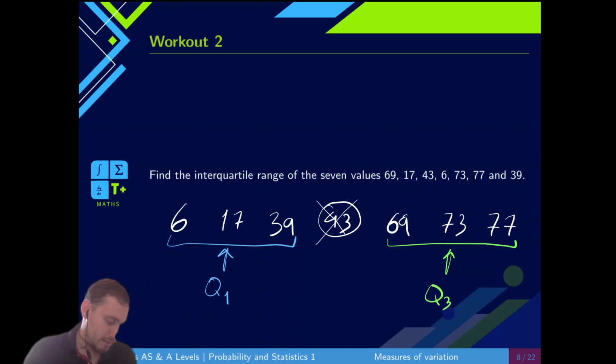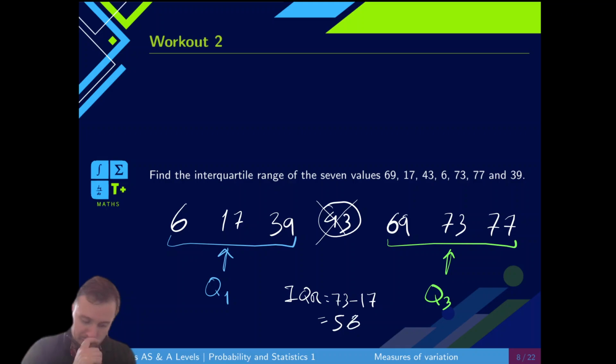So then again, the interquartile range is just 73 minus 17. This gives you 56, and thus that is the value for the interquartile range, just 56. In this case, it was easier because we had the values and we could just find them directly. We didn't need to make any average, but it's just that.